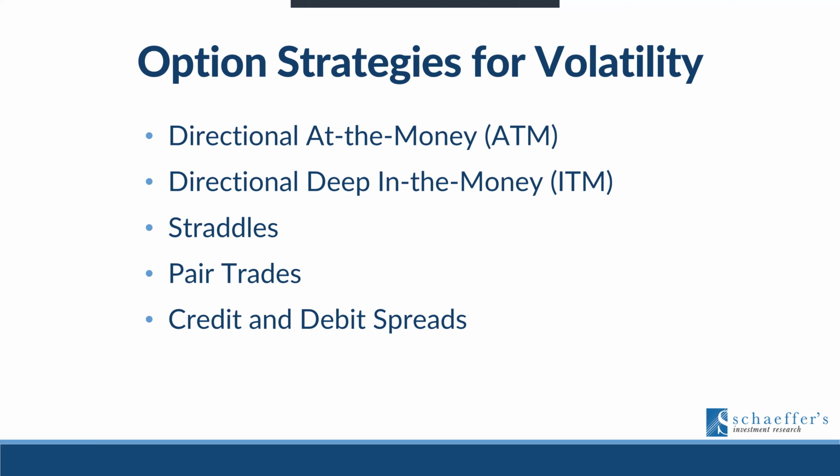Straddles is buying a call and a put at the same strike level, for those of you that don't know. Then pair trades is buying one security on a call and then another security on a put trade. And then we've got credit and debit spreads, and I'll go over those.